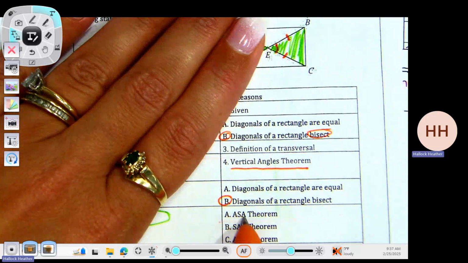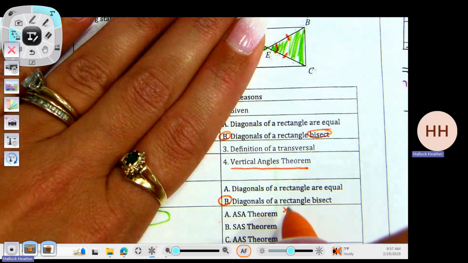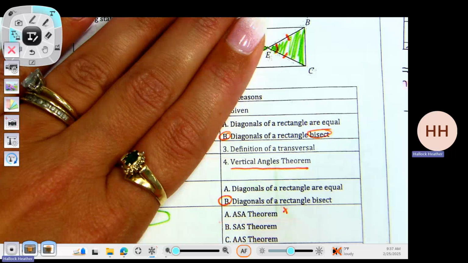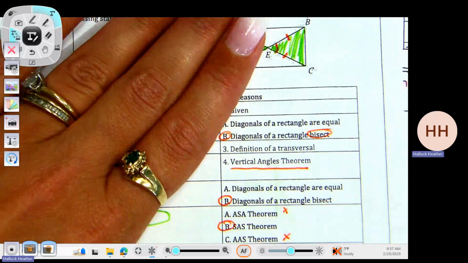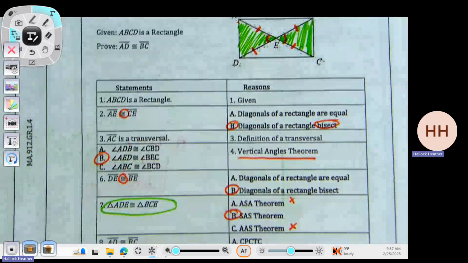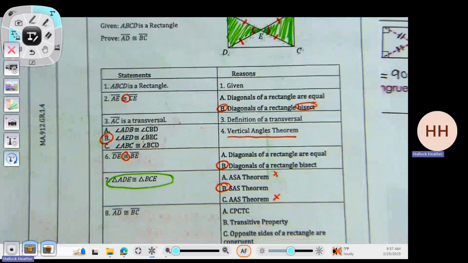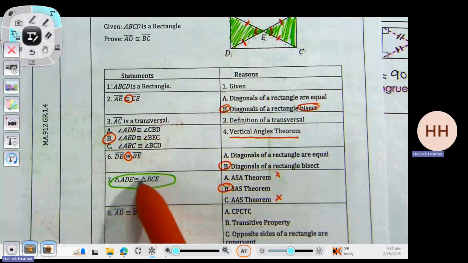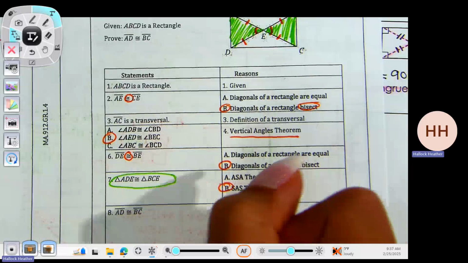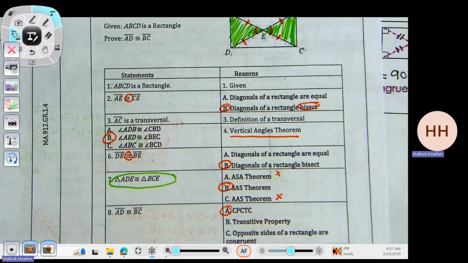This has two A's and one S, that's out. Two sides and an angle. This one has two angles and a side. Side, angle, side is the theorem to prove that those triangles are congruent. After I've proven that the triangles are congruent, I can say anything on the triangle is congruent. So AD is congruent to EC because once I know that they're congruent, everything else is congruent. So corresponding parts of congruent triangles are congruent.